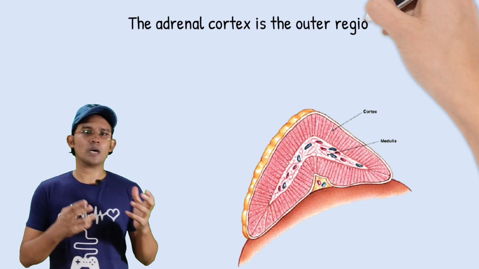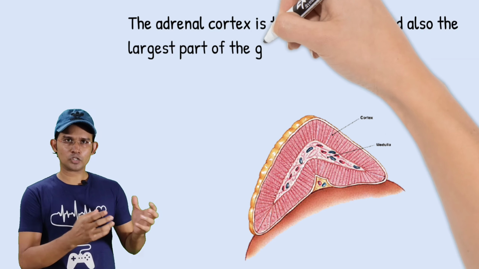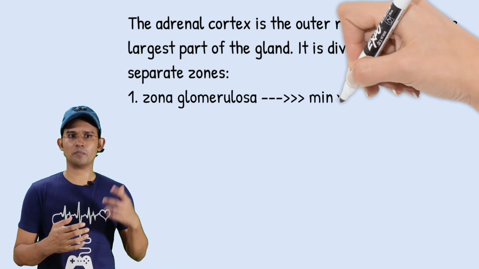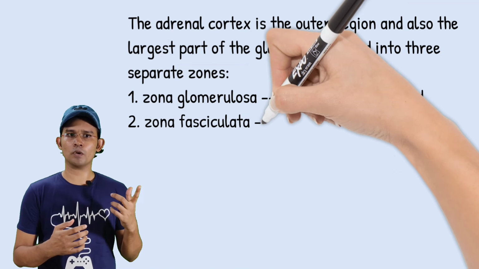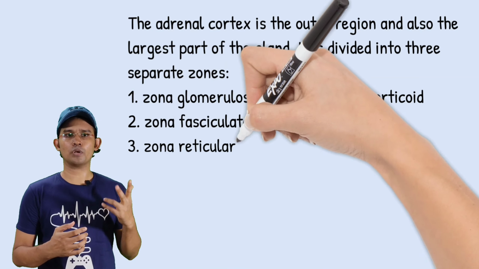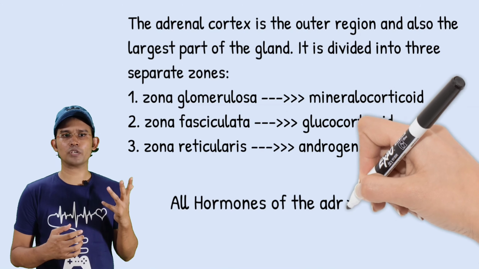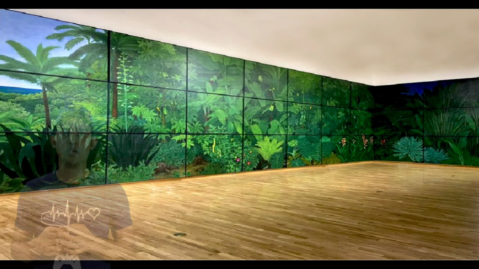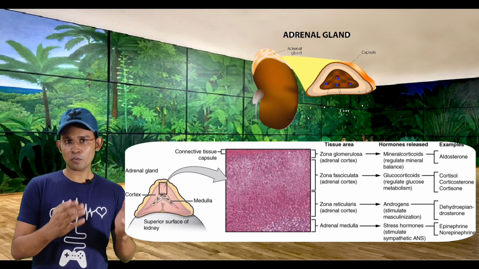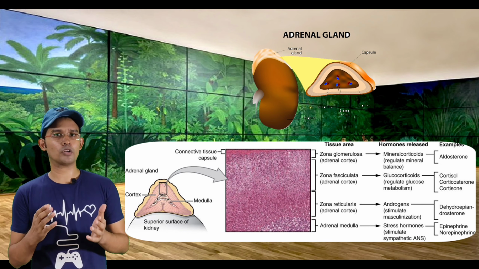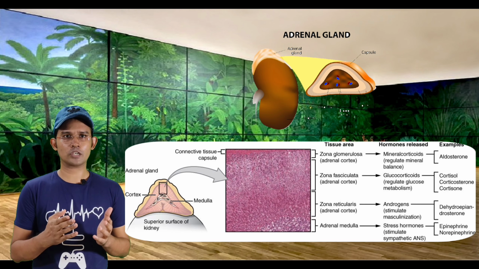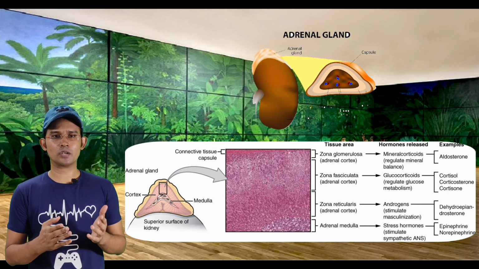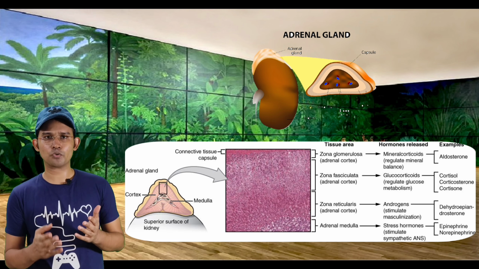The adrenal cortex is the outer region and also the largest part of the gland. It is divided into three separate zones. Number 1, zona glomerulosa. Number 2, zona fasciculata. Number 3, zona reticularis. Now, the zona glomerulosa secretes mineralocorticoids. Zona fasciculata secretes glucocorticoids, and zona reticularis secretes androgen.